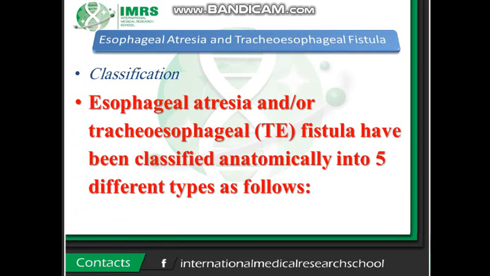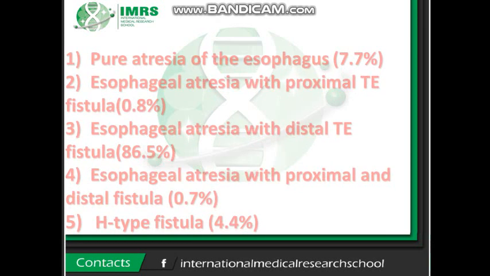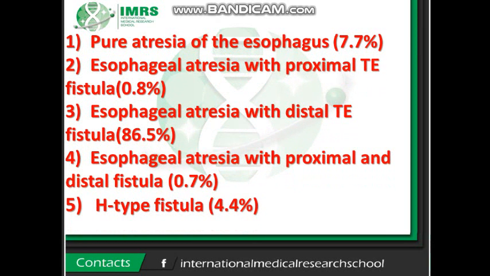Congenital anomalies of the esophagus. Number 1, esophageal atresia and tracheoesophageal fistula. Classification: esophageal atresia and/or tracheoesophageal fistula have been classified anatomically into 5 different types as follows. Number 1, pure atresia of the esophagus. Number 2, esophageal atresia with proximal tracheoesophageal fistula. Number 3, esophageal atresia with distal tracheoesophageal fistula. Number 4, esophageal atresia with proximal and distal fistula. Number 5, H-type fistula.